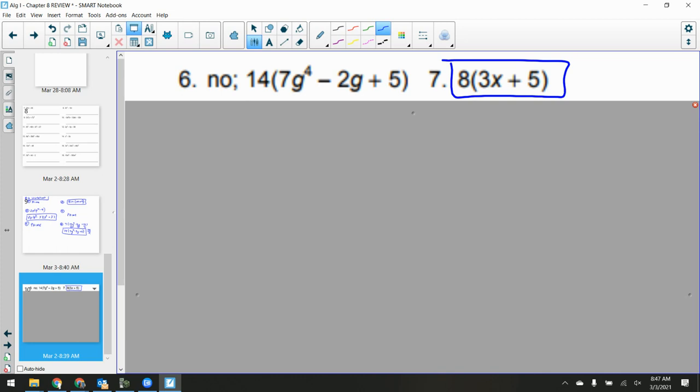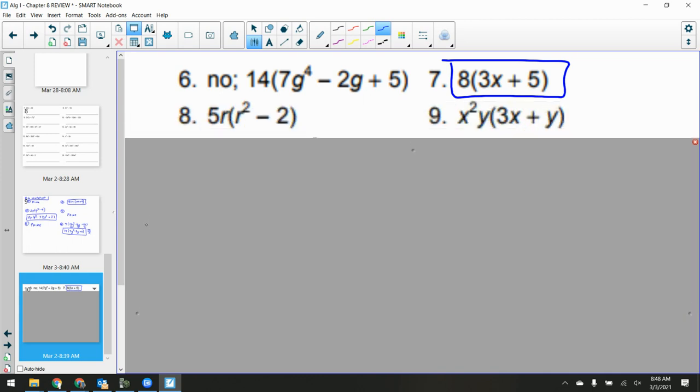Now we're on number 8. Ocho for my Spanish speaking friends. Hopefully this is in the majority that you did do. Okay, what'd you get for 8? R squared minus 2. Yeah, 5R, R squared minus 2. So you know you have to write the GCF on the outside, right? Okay, good. 5R and R squared minus 2.